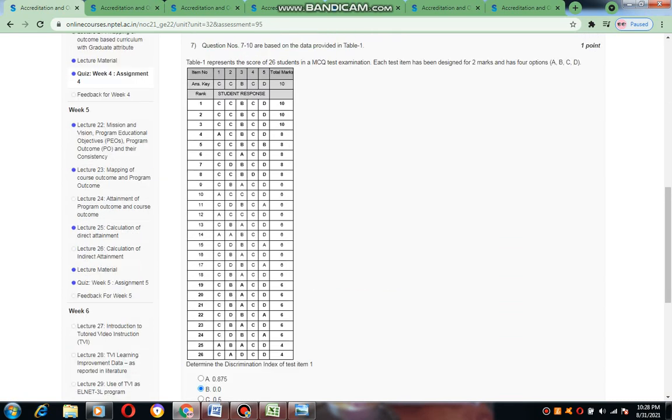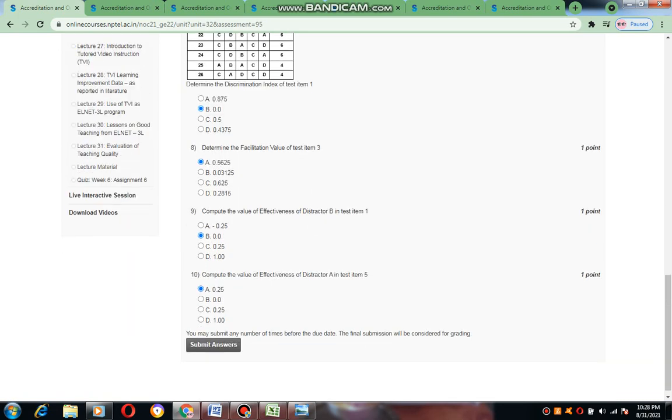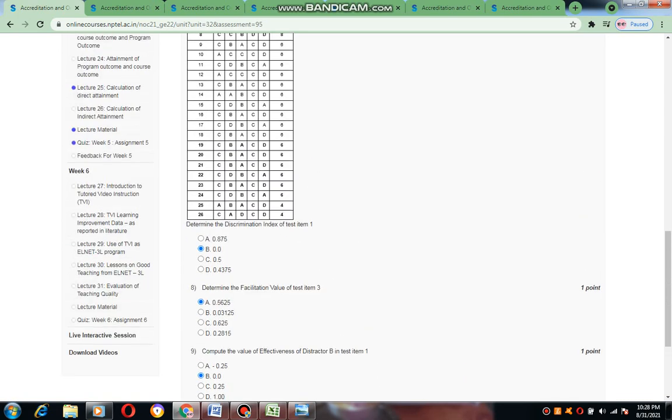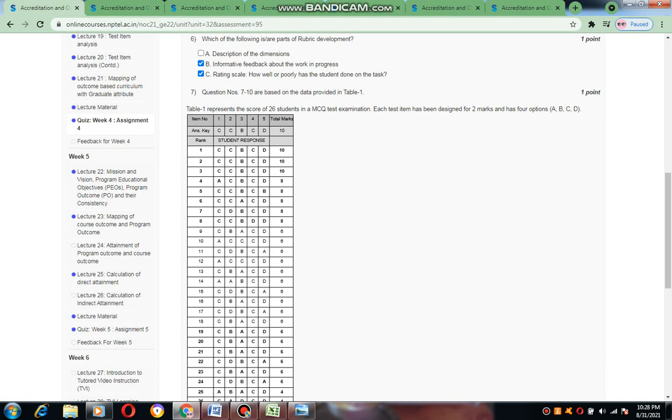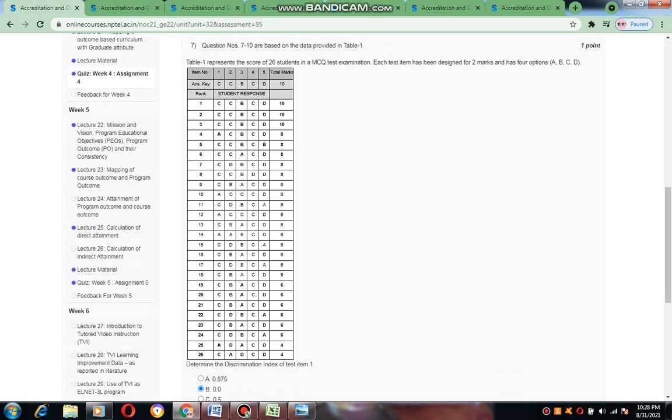Now, coming to the problematic questions 7, 8, 9, 10, I want to explain based on these formulas. Here we have been given the data set like this: the total number of items and the question numbers. These are the correct answers, the answer key, and total marks 10. Each and every question carries 2 marks, and student responses are given here. Those who got all correct answers got 10 marks, the remaining got marks like this.